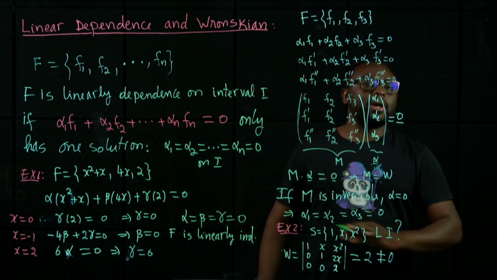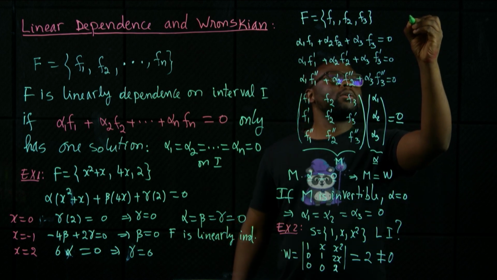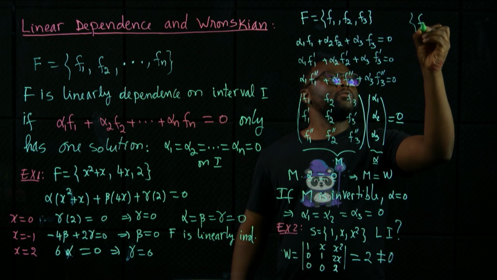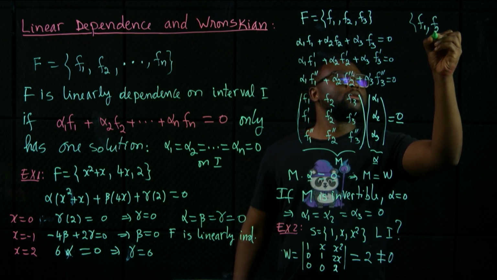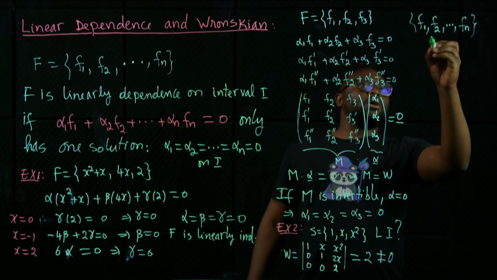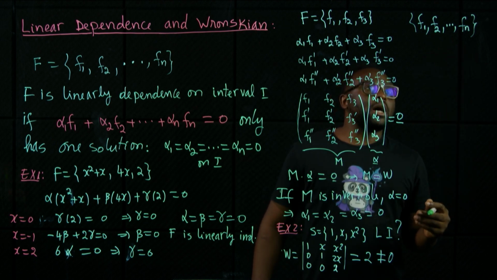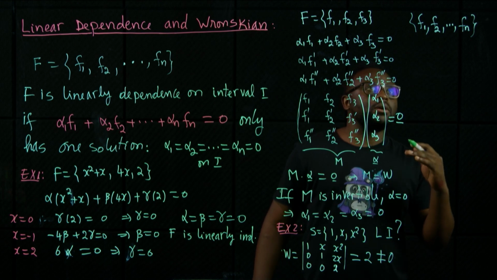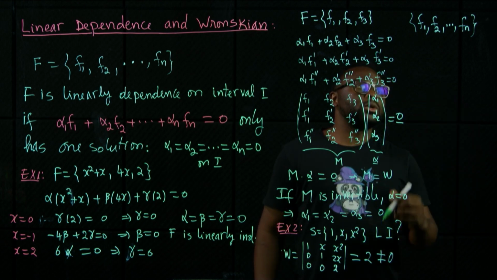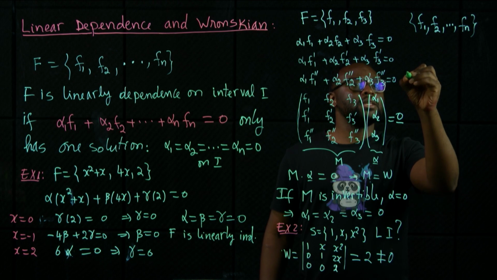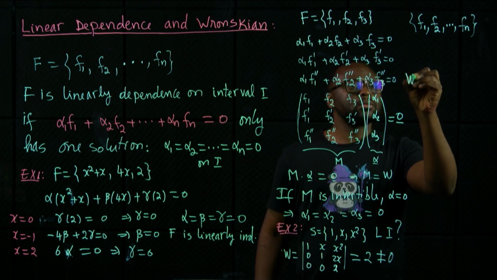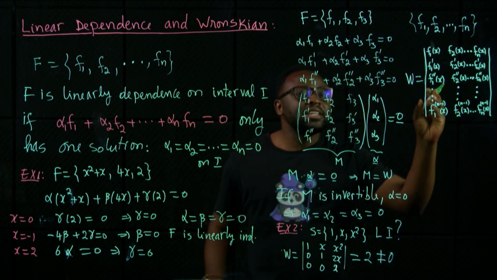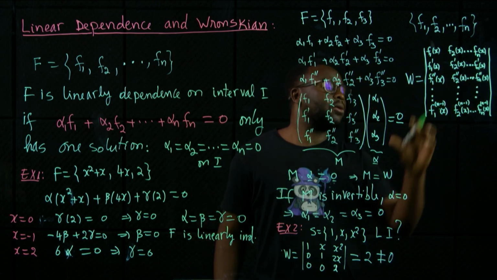Now, if we want to generalize this, we consider the set of f1, f2, up to fn, where all these functions are smooth functions. They admit a derivative up to at least order n minus 1. So the Wronskian, by definition, is given by this general formula, okay?